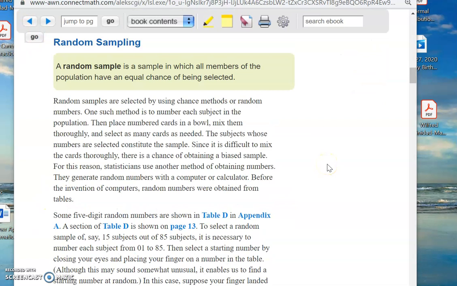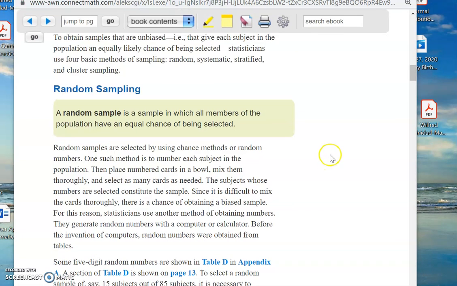Okay, so the first thing we want to talk about is random sampling. There are four basic methods of doing it: random, systematic, stratified, and cluster. In random sampling, all members of the population have an equal chance of being selected, and it's some sort of chance method. You can put all the names in a bowl, mix up the bowl, reach in there, and pull out a name. So everybody has an equal chance of being selected.